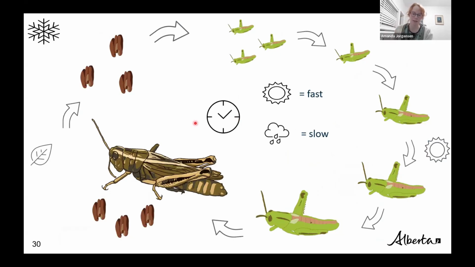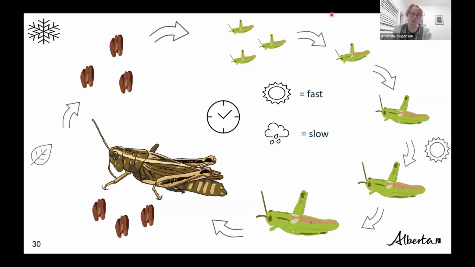So our grasshopper life cycle is pretty much the same for all of our pest species. So all of our pests overwinter as eggs in the soil. So those overwintering temperatures really don't impact them that much. And then in the spring, they're going to hatch and emerge and then go through 5 nymphal instars where they're feeding and shedding their skins and growing.